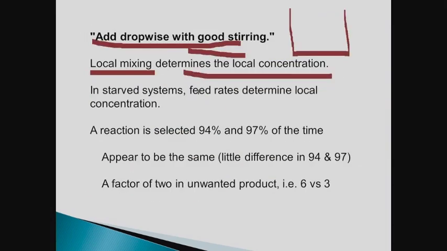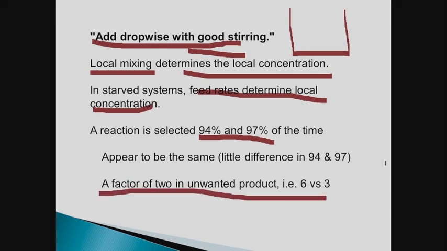Starved systems: feed rates determine local concentration. You might say that a reaction is selective 94% of the time, or 97% of the time. It's a little difference between 94 and 97. However, 94 has 6% undesired, and this will be 3% undesired. 3% versus 6%, that's a factor of 2 in unwanted product.